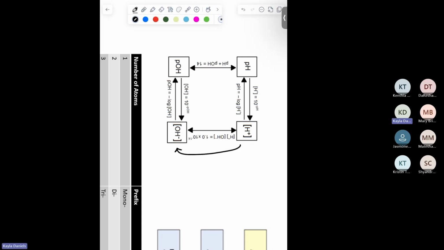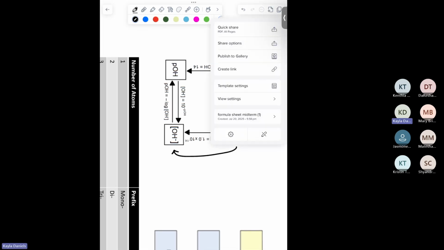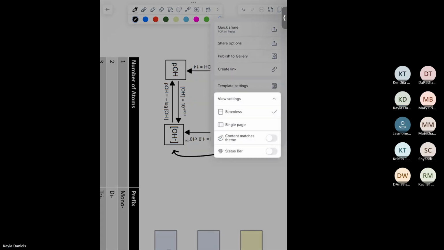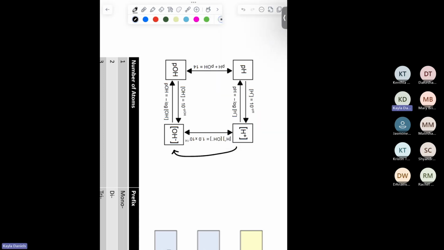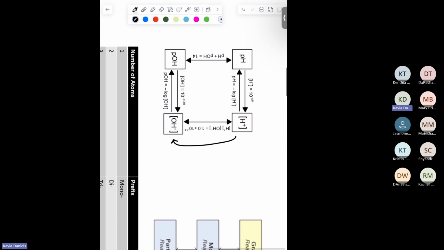I wonder if I can turn this. Let's see. I don't immediately see how to turn it off the top of my head here.